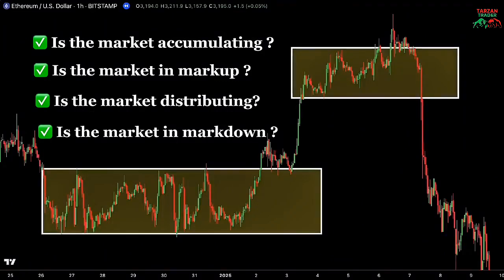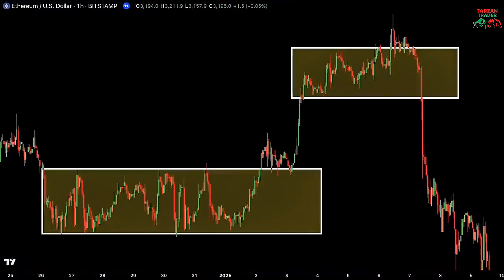If you can identify where the market is in this cycle, you'll know exactly what to do, when to enter, when to exit, and when to avoid getting trapped. Now that you understand how to read market structure like smart money, it's time to apply it to your charts.